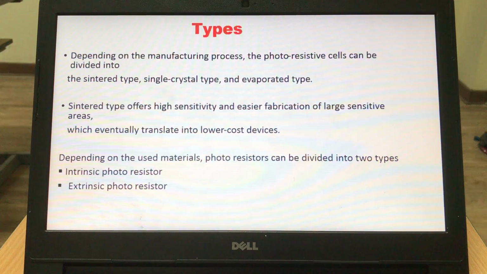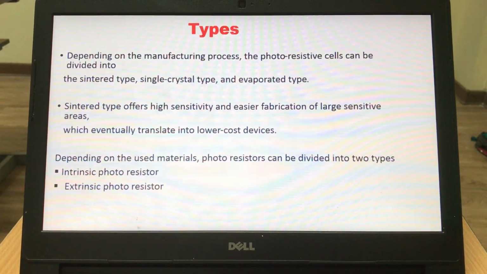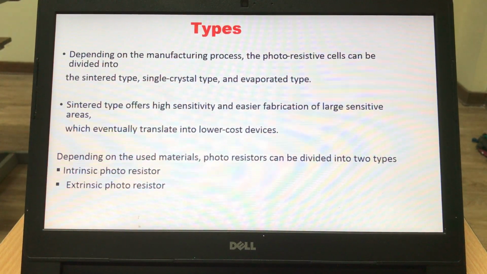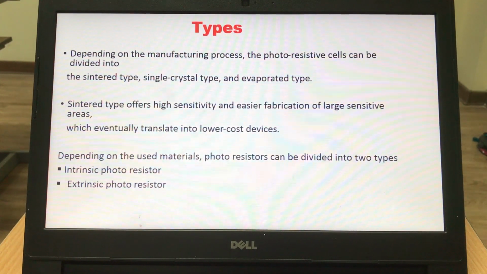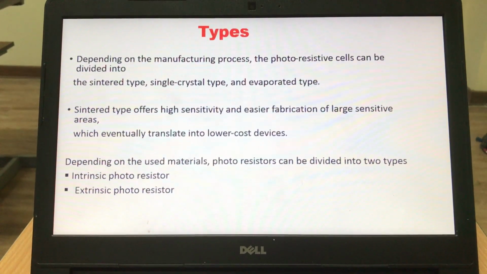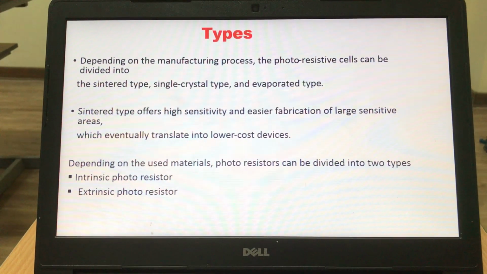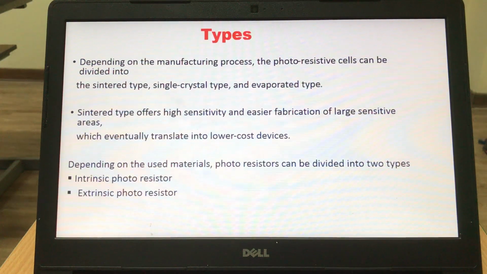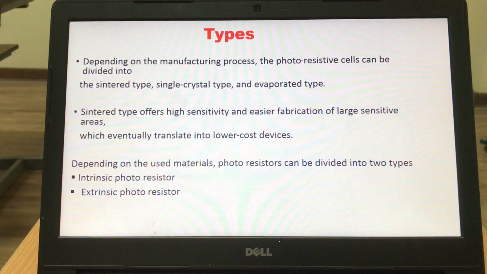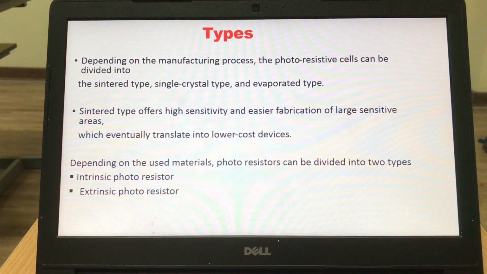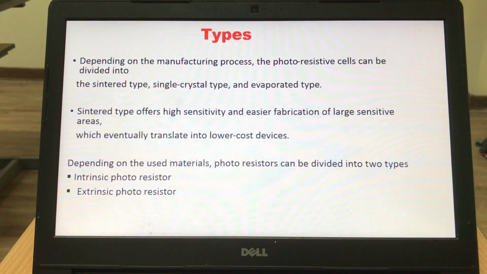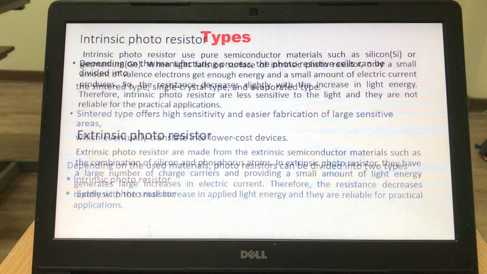The types of photoresistor. Depending on the manufacturing process, photoresistors can be divided into the sinter type, single crystal type, and the evaporated type. Sinter type offers high sensitivity and easier fabrication of a large sensitive area, which eventually translates into a lower cost device. Depending on the materials used, photoresistors can be divided into two types: intrinsic photoresistor and extrinsic photoresistor.